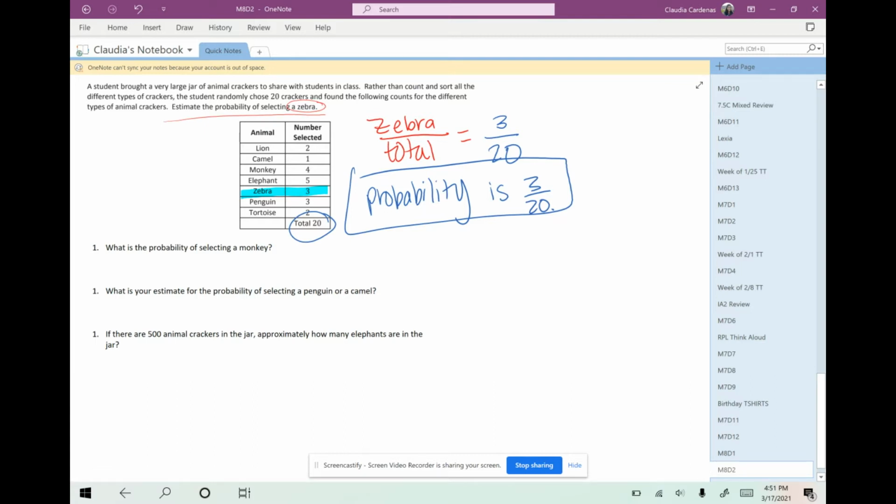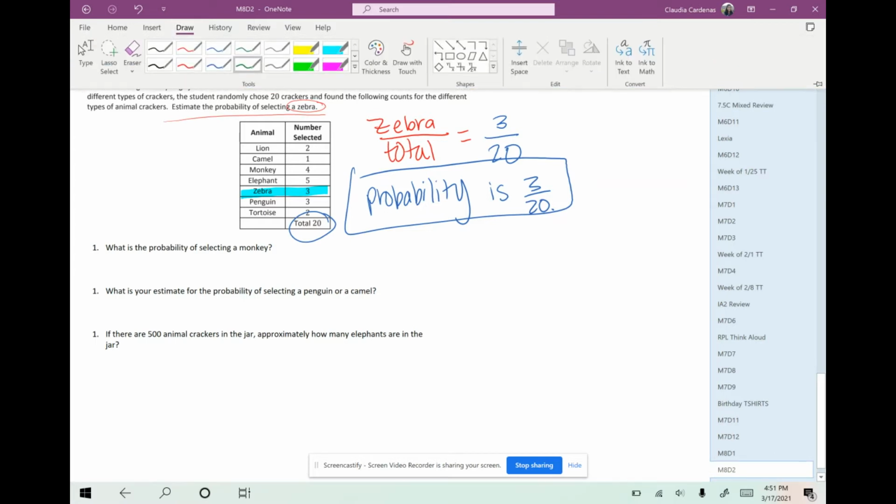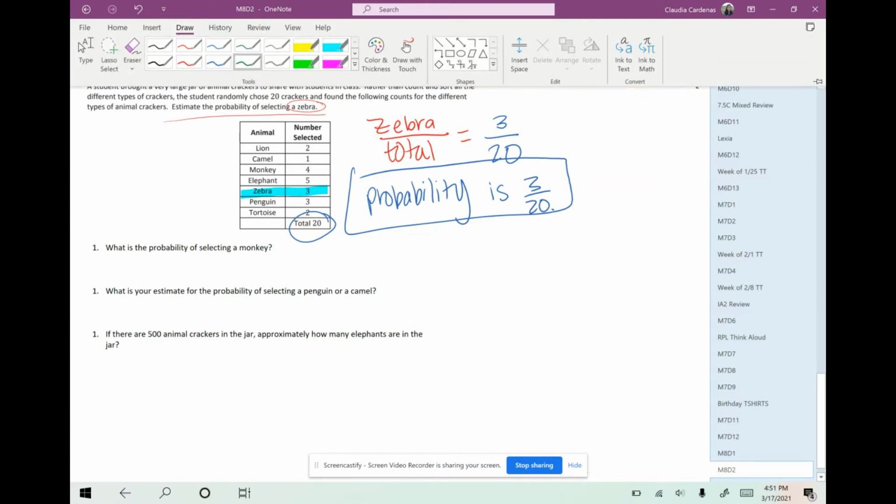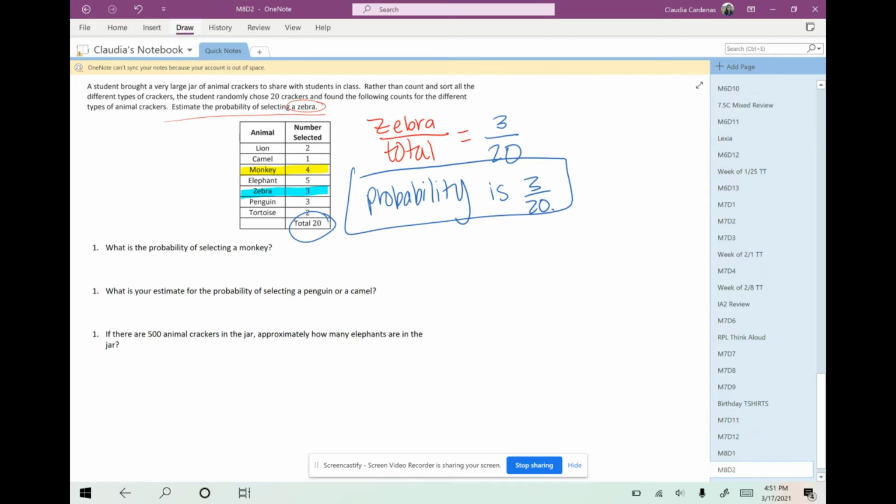We're going to practice a few more examples because it seems pretty straightforward, and yet sometimes wording can get a little tricky. So let's check out another example. It says, what is the probability of selecting a monkey? Well, we also have a monkey in the table to use. I see that there were 4 monkeys found. So let me set up my fraction compared to how many total animal crackers again? 20. So the probability of selecting a monkey is 4 out of 20, but I also know I can simplify this fraction by 4 and get 1/5. So I could also say the probability of selecting a monkey is 1/5.